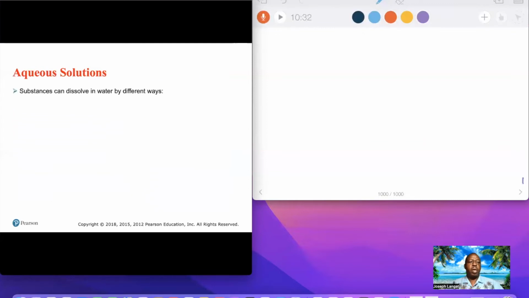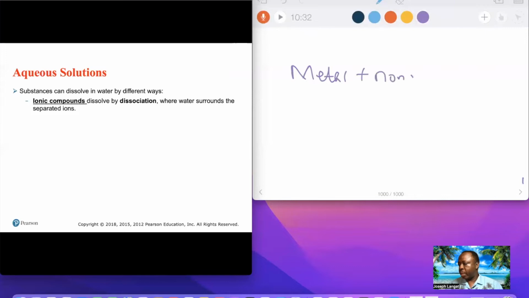So aqueous solutions can be in different forms. Substances can dissolve in water in different ways. We have the molecular compounds and we have the ionic compounds. Go back to the two classes of compounds we covered before. An ionic compound consists of metal plus non-metal. Metal plus non-metal gives you ionic.